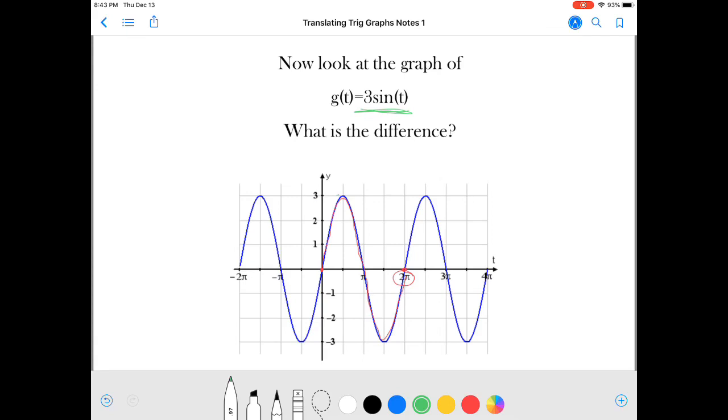But let's look at the height of the graph now. It goes up to 3 in the positive y direction and down to -3 in the negative y direction. So our period stays the same at 2 pi, but our amplitude, or the height of the graph, has changed. Our amplitude is now 3 instead of 1 in our previous graph.